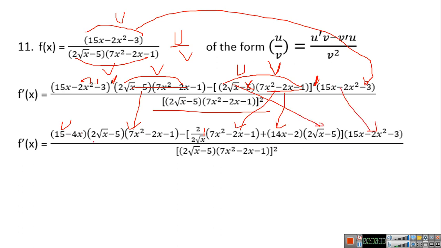Do you have any more a prime here? No, I don't have a prime, so I'm done. No need to expand, you can keep it. Once you don't have a prime, you stop.